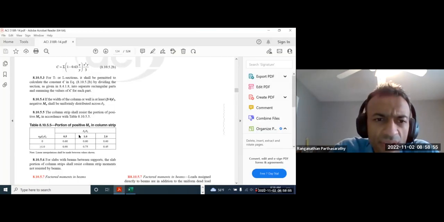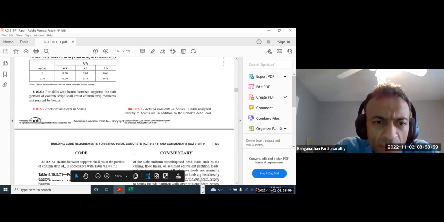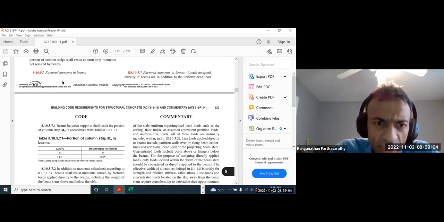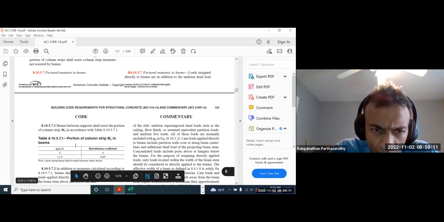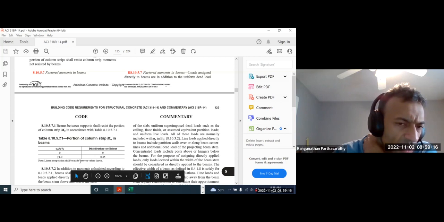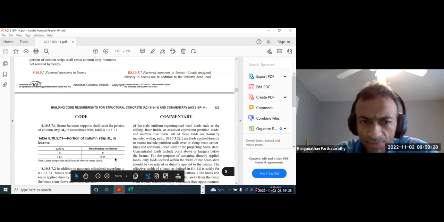Okay, yeah. So this is the only clause for that. Within 8.10.5.7, within the total moment carried by the column strip, how much goes to slab, how much goes to beam. That's according to this criterion. So as Muhammad asked, this should be 0 only in the case of a flat plate. I will make sure. I don't think in any other case it can be 0.